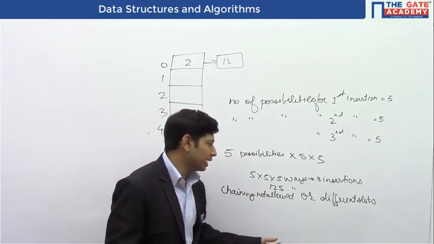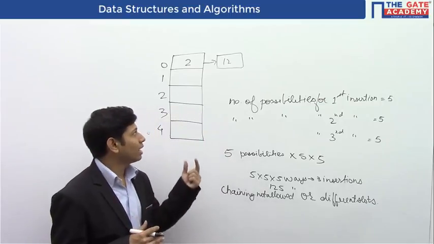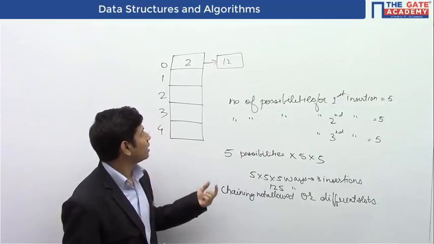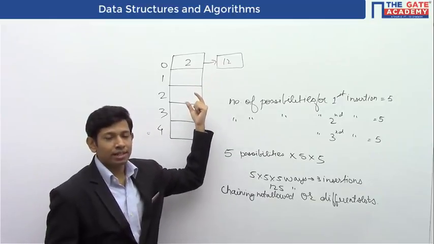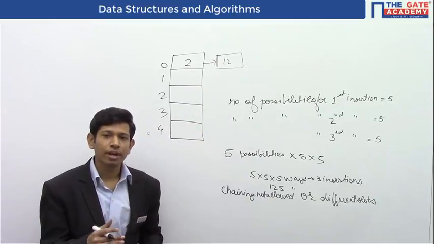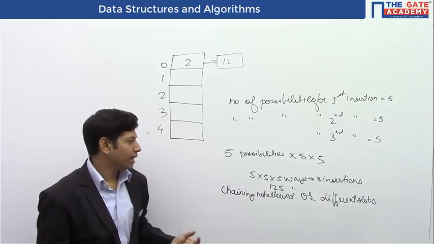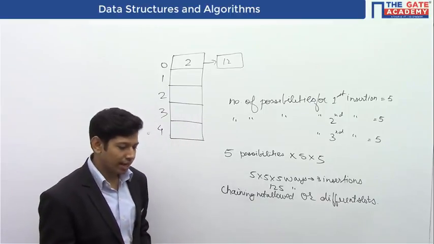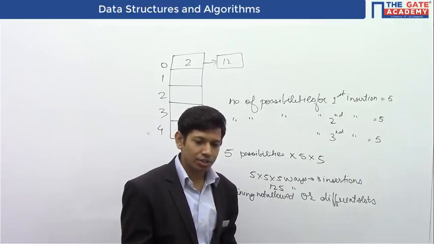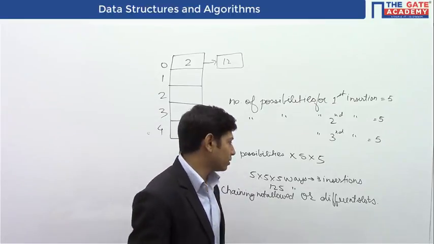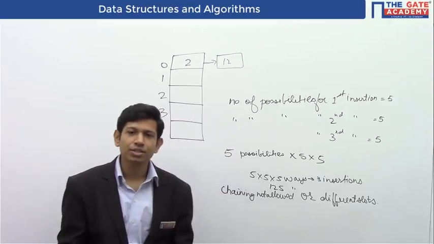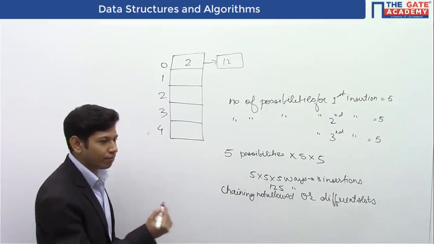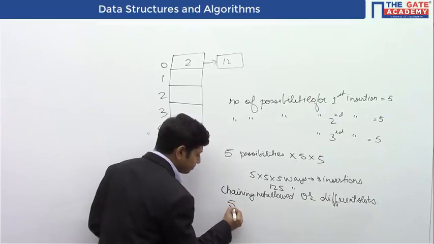In case chaining was not allowed, or we can say the same thing in a different manner: suppose the hash function is such that we always get a different slot, a new slot for every insertion. In that case, what would have been the number of ways such that the elements would hash to different slots? For the first insertion, we have 5 possibilities.